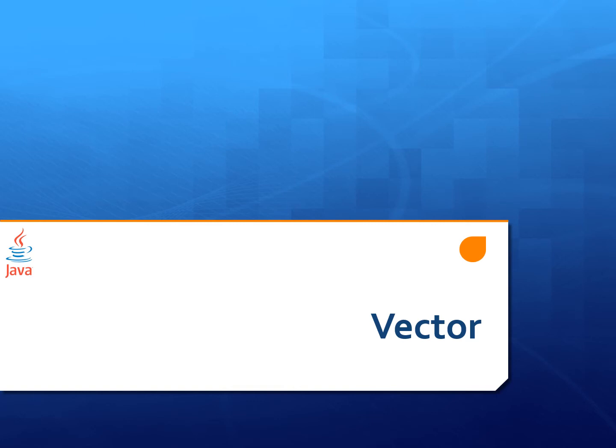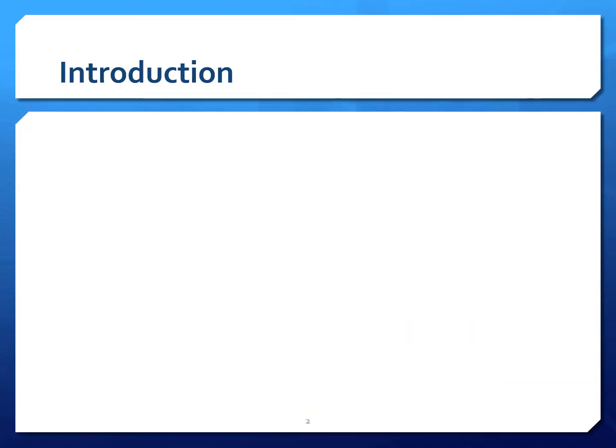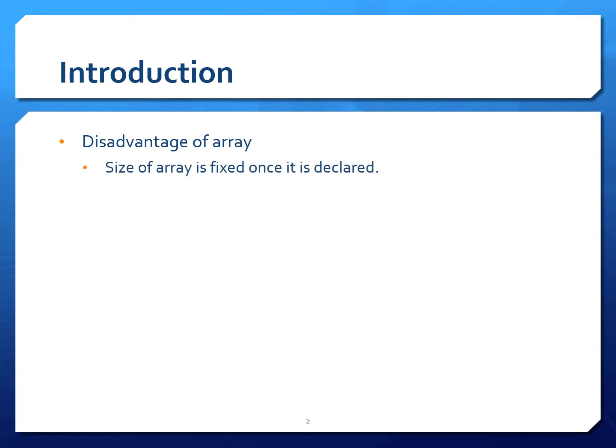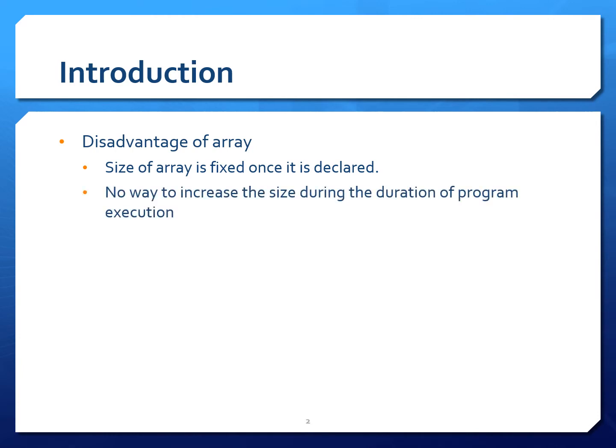In this lesson, we will learn about vector. Array is a good way to store many variables of the same type. However, array has its disadvantage too. Once an array is declared, the size is fixed. There is no way to increase the size of the array during program execution.